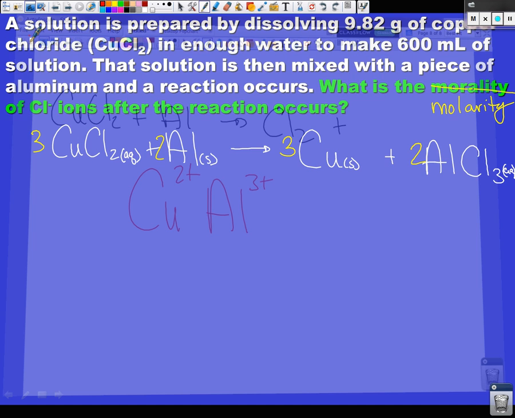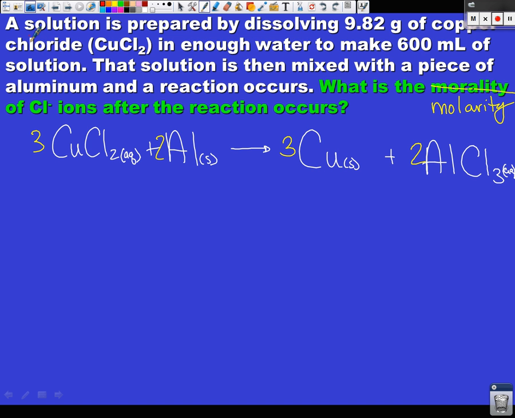All right, so let's go back here. Let's start with what we know. They tell us that we have 9.82 grams and 600 milliliters. They're wanting you to find the molarity of the chloride ions, when? After the reaction. So here's the crazy part. Where are our chloride ions after the reaction? With aluminum. So we're trying to find the molarity of the chloride ions.